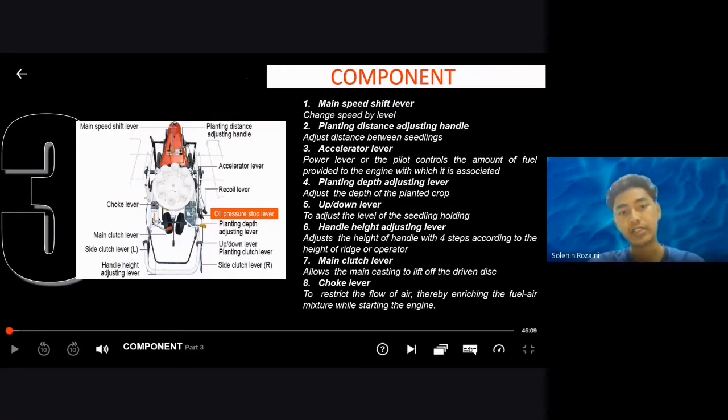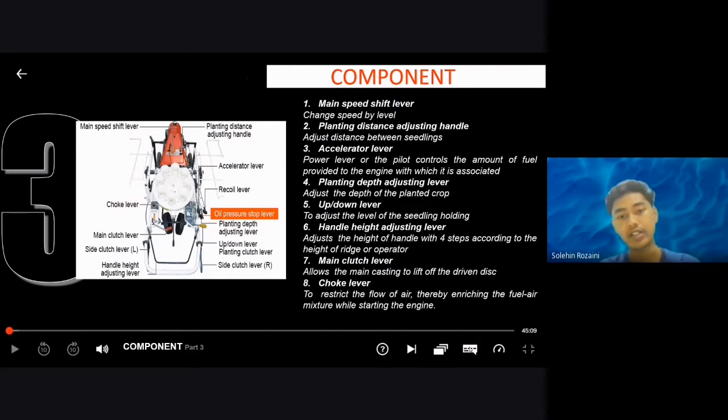The third one is the accelerator lever. Power lever, where the pilot controls the amount of fuel provided to the engine with which it is associated. Okay, this one is for how much fuel we need to use. Okay, next is the planting depth adjusting lever to adjust the depth of the planted crop. Let's say we want the depth to be 2 inches, 3 inches. We can adjust it.